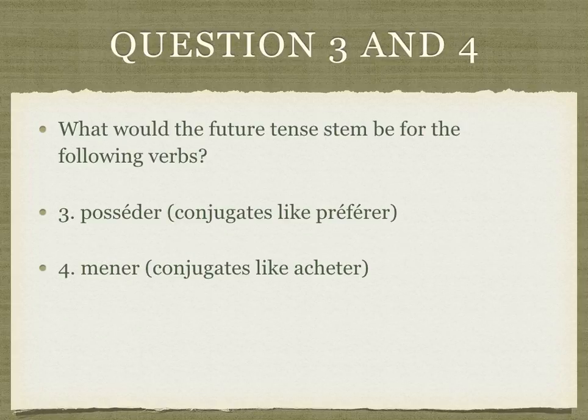So question 3 and 4. What would the future tense stem be for the following verbs? We have posséder, which conjugates like préférer, and it means to possess. And we have mener, which conjugates like acheter, and it means to lead or to guide.